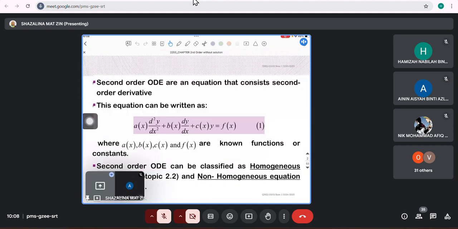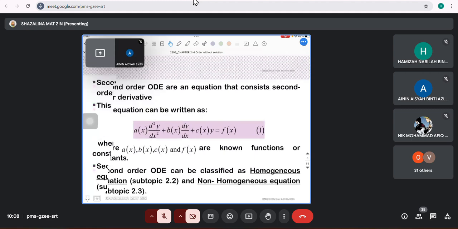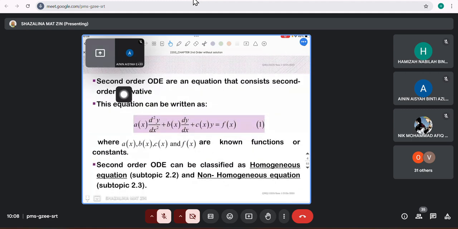So we start with 2.1. Okay, ini ada definition sikit lah. A second order ODE is an equation that consists of a second order derivative. Okay, this equation can be written as, right, semua boleh tengok kan? Equation 1. This is what we call second order because of the highest derivative. Okay, sini the highest derivative is power of 2. That's why we call equation 1 second order.